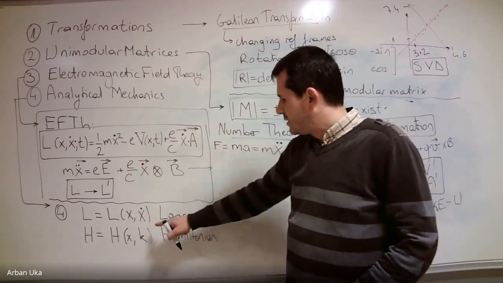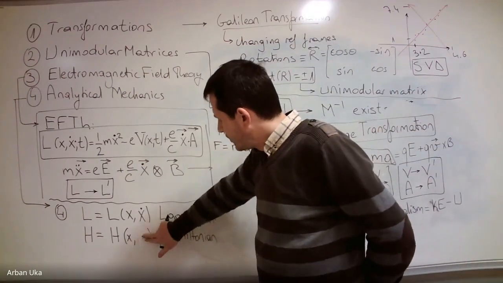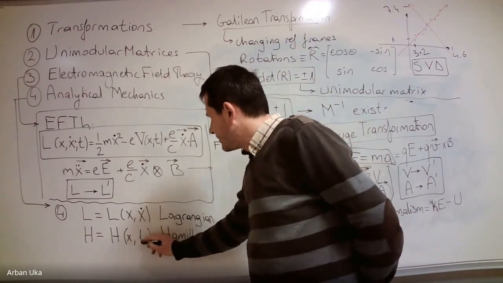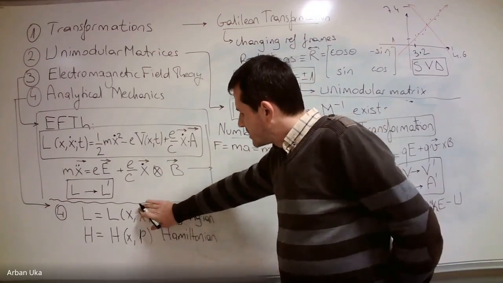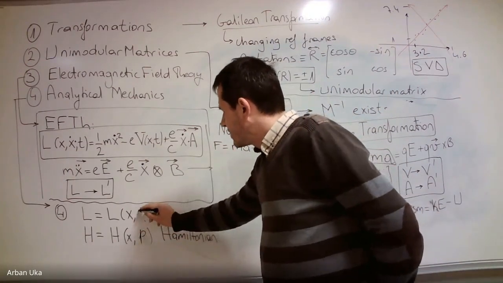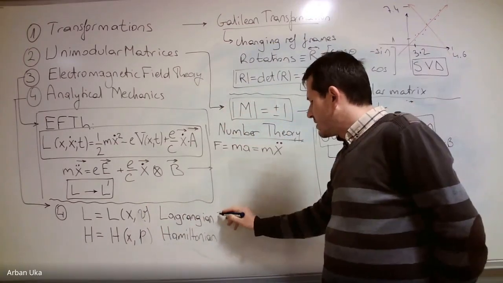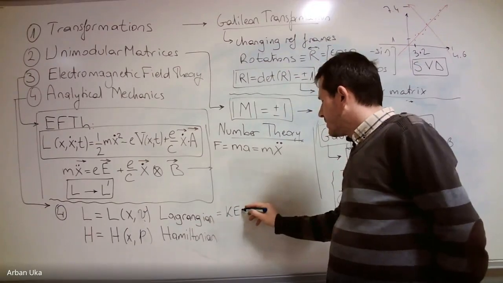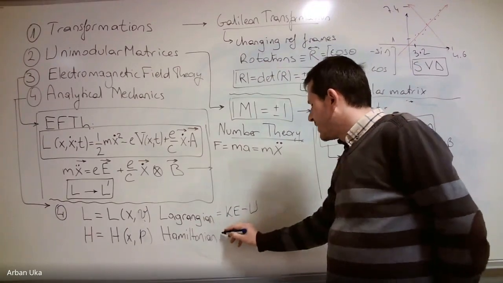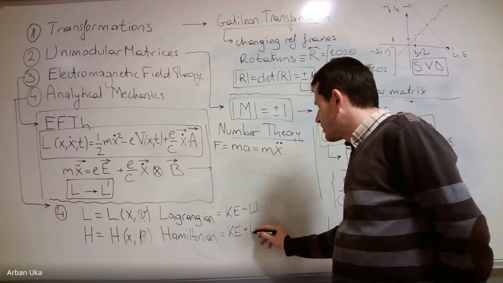So we can derive the equations of motion. So actually this k, we can write this one as p. Okay, so actually this is the derivative of space, but this is velocity. So this is the Lagrangian, and this one is equal to the kinetic energy minus the potential. This is equal to kinetic energy plus the potential.